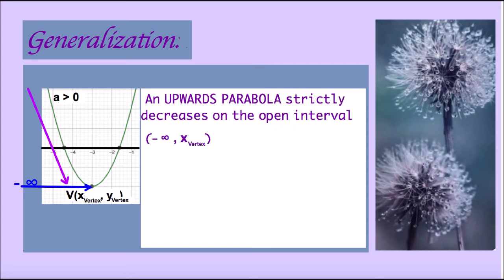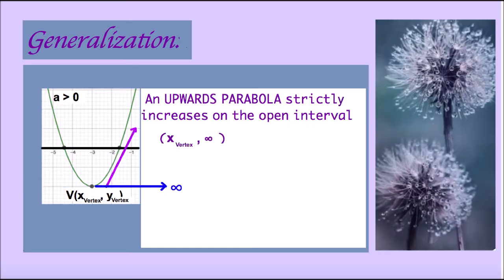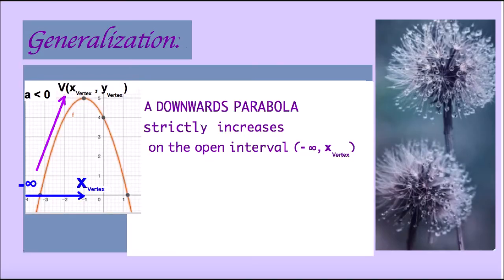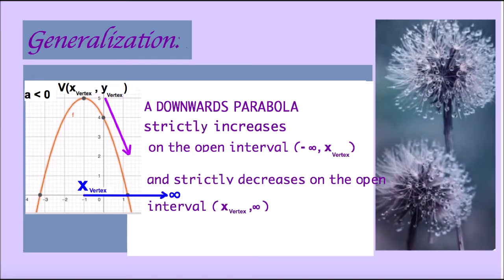Generalization. An upwards parabola strictly decreases on the open interval (-∞, x vertex). An upwards parabola strictly increases on the open interval (x vertex, ∞). Another generalization. A downwards parabola strictly increases on the open interval (-∞, x vertex) and strictly decreases on the open interval (x vertex, ∞).